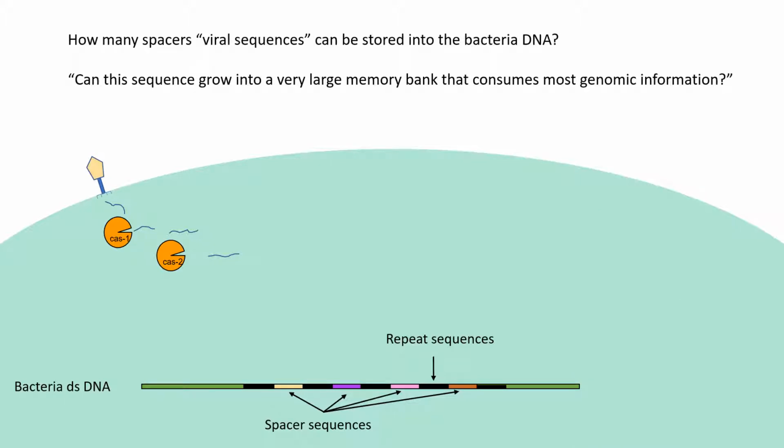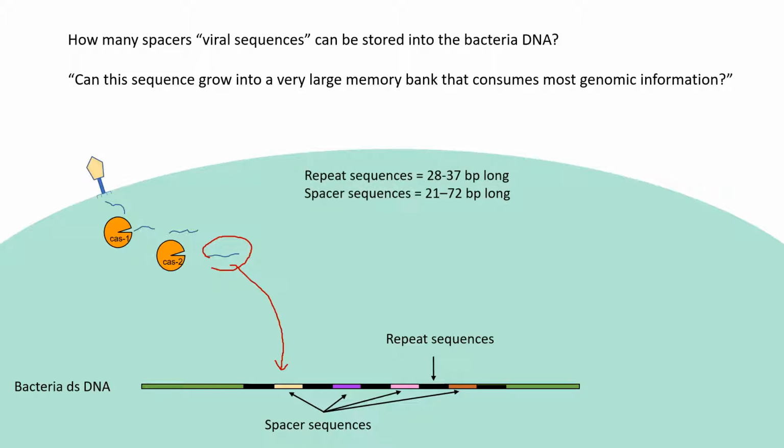So how many viral sequences can be stored as spacers in this bacterial DNA, and what stops it from growing indefinitely? Because we keep taking this sequence and we're inputting that sequence into the double-stranded DNA so we can recognize it later. What stops it from taking a lot of these viral sequences from multiple viruses and just expanding throughout the genome?